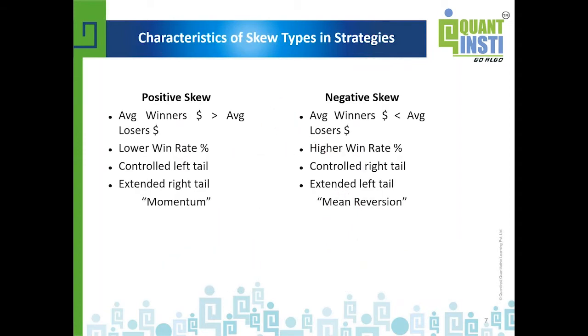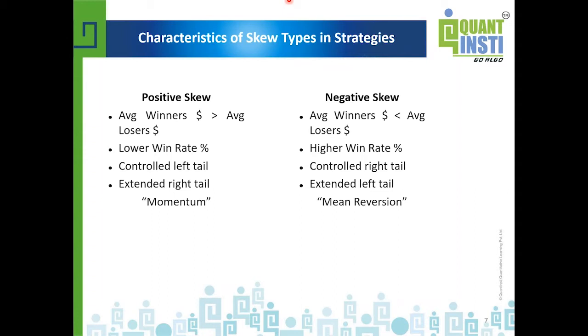So how do these characteristics apply to trading strategies? Well, in fact, these skew types give strategies certain characteristics. For example, with positive skew, usually the average winner in dollars is greater than the average loser in dollars. It has a lower win rate percent, and of course a controlled left tail and an extended right tail. Normally, under the qualitative method, these types of strategies would have been classified as momentum. Now, with negative skew, usually the average dollar winner is less than the average dollar loser. It has a higher percent win rate, with a controlled right tail and an extended left tail. And this is usually classified as mean reversion.